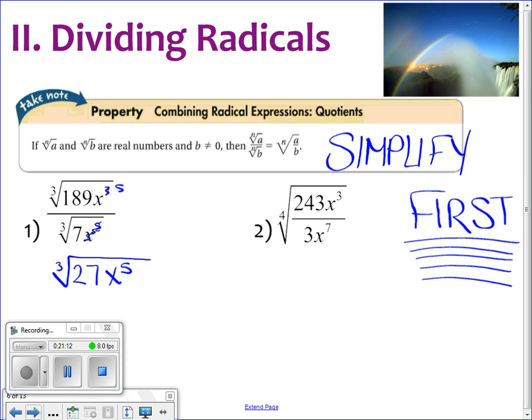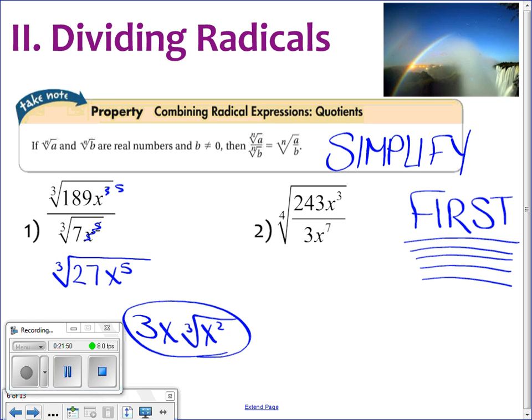So from here, is cubed root of 27 perfect? Yeah, that's 3. So something actually was perfect finally. And then x to the 5th, how many groups of 3 can I get out of that? And then how many would be left over? 2. All right, so make sure you simplify first. Simplifying first took this ugly fractional thing into something that was no longer a fraction. Now that doesn't always happen, but a lot of times it will. So do that first, then you can just simplify like normal.